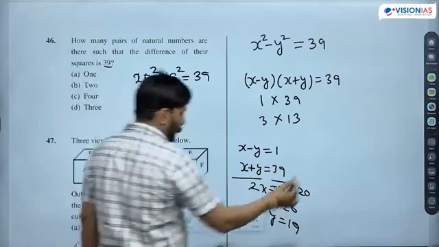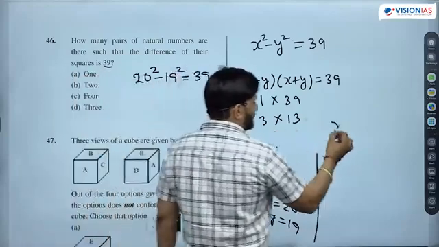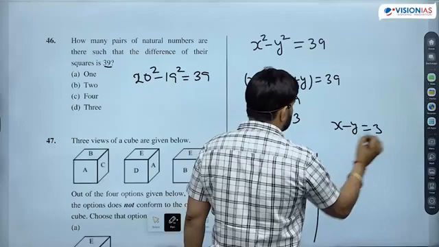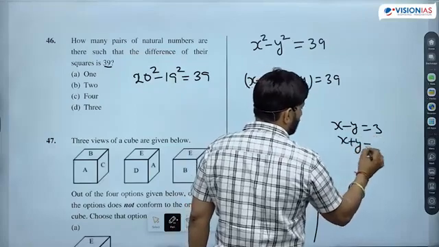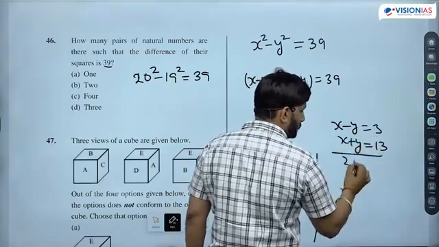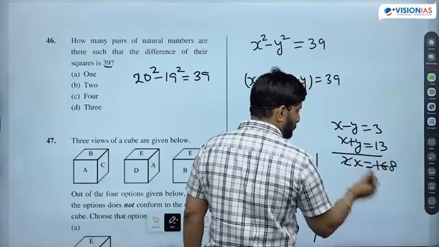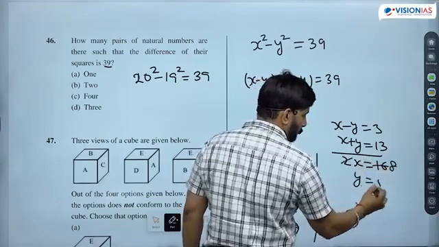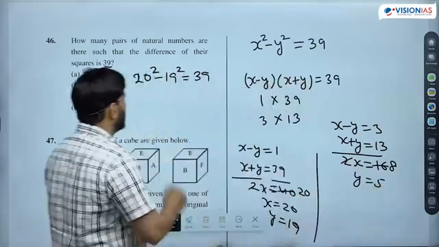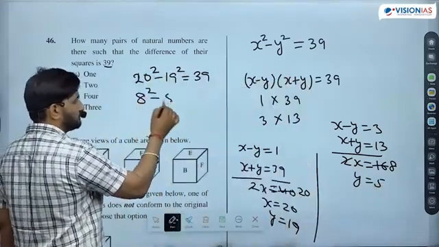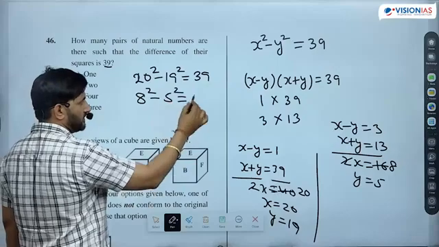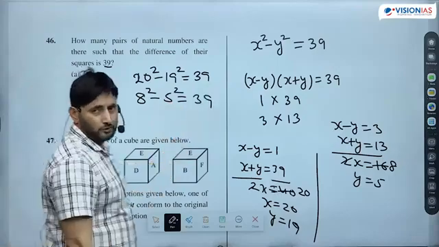Second case, if x minus y is equal to 3 and x plus y is equal to 13, upon adding we get 2x is 16, x will be 8. Substituting here, y will be 5. So the second case will be 8 square minus 5 square. This is also 39. These are the two possible cases.